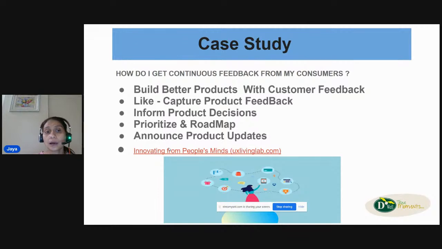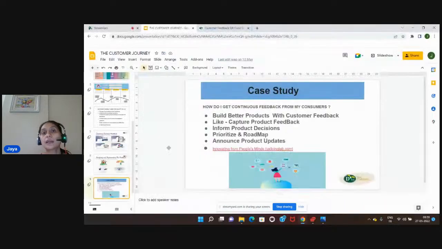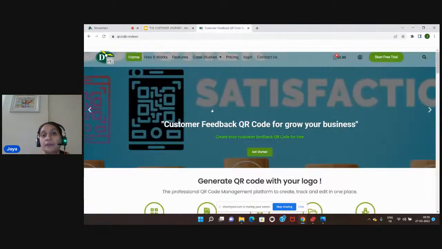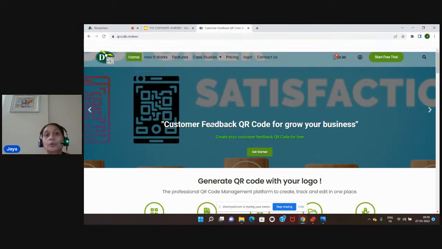So this is all about that, how do we build a better product for the consumer. We try to capture the product feedback, try to prioritize, even we try to get you each and everything so that it makes you easy to understand.